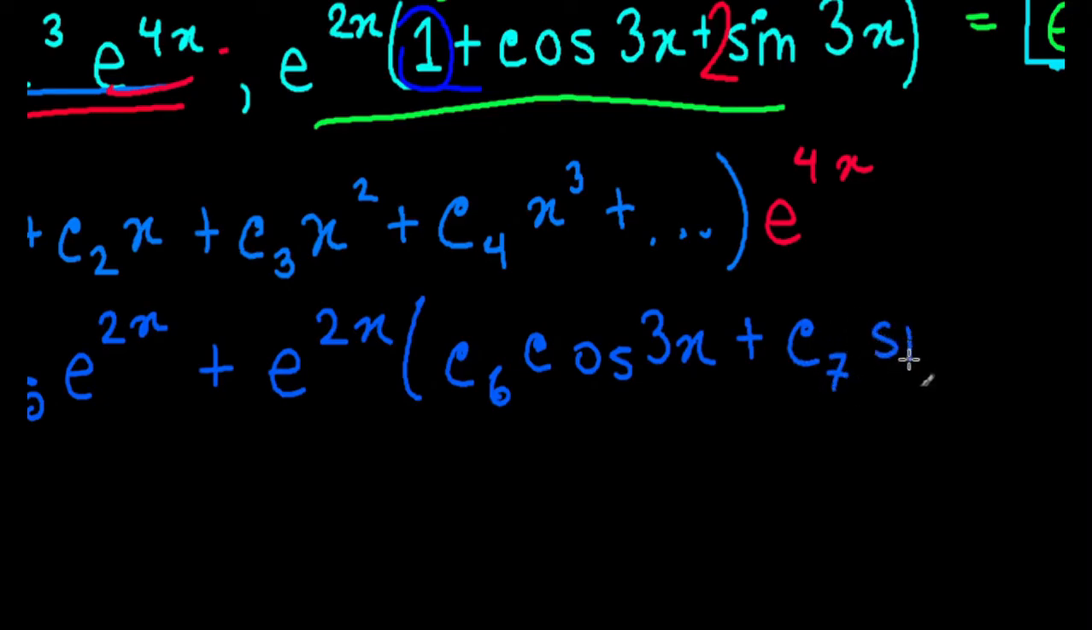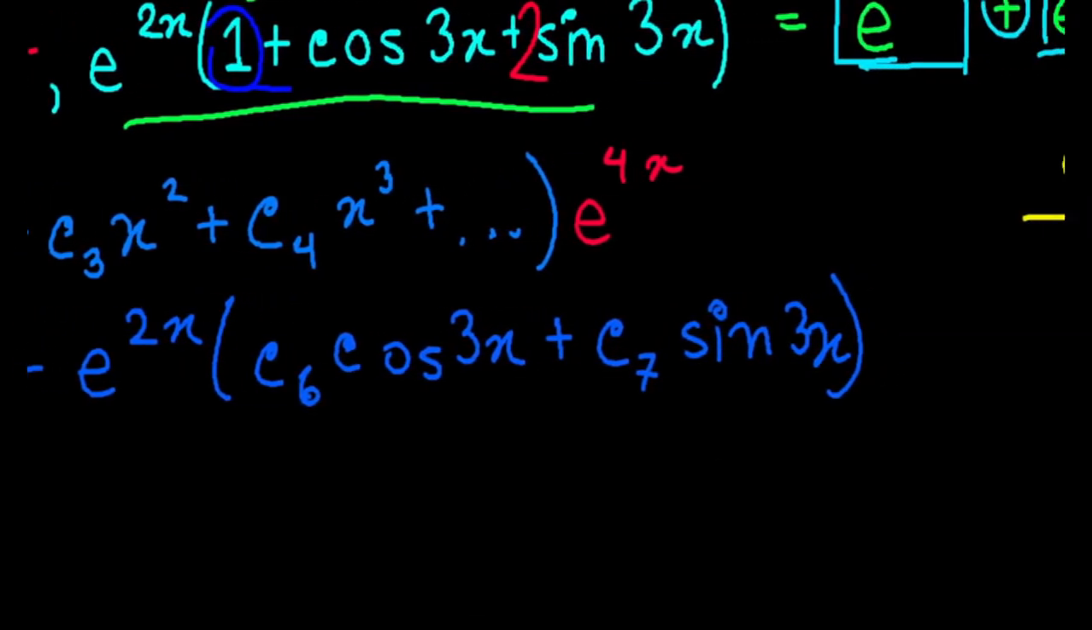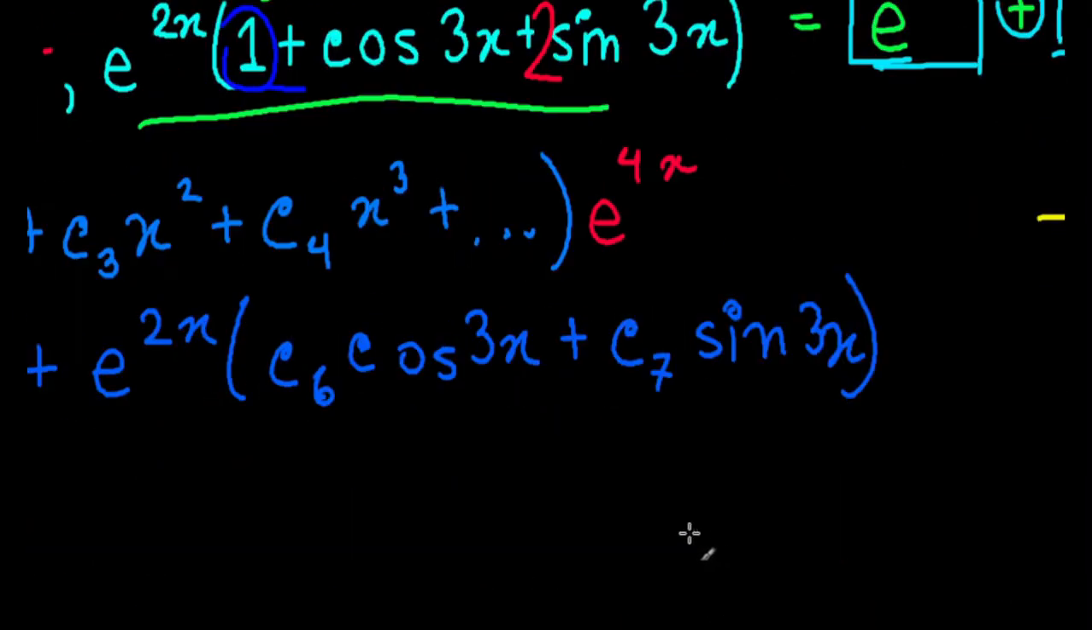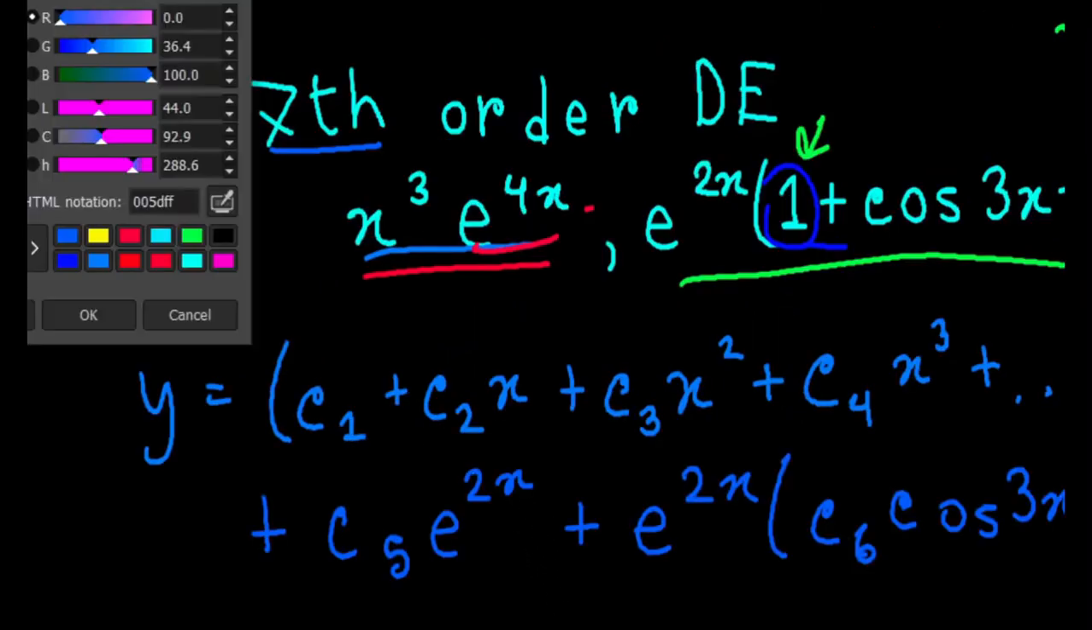So we have accomplished our goal of reaching 7 arbitrary constants. That's necessary for this to be a 7th order DE. c7 multiplied by sine of 3x. Voila, this has to be our general solution. We have reduced this in completely reasonable ways, and we have reached 7 arbitrary constants, same as the order of the differential equation. All right, so the general solution has been written down.